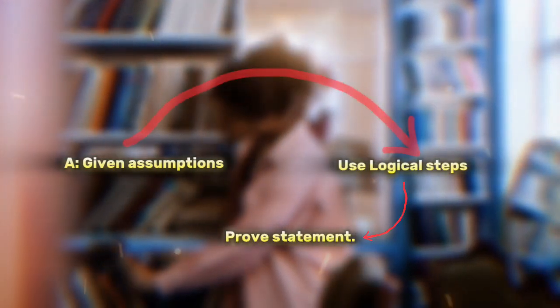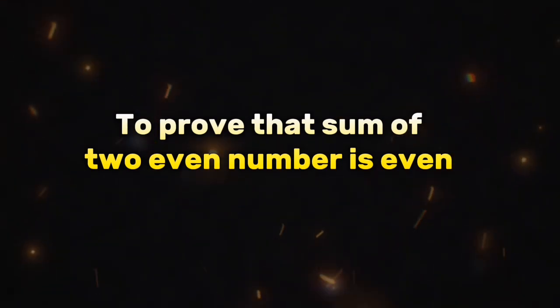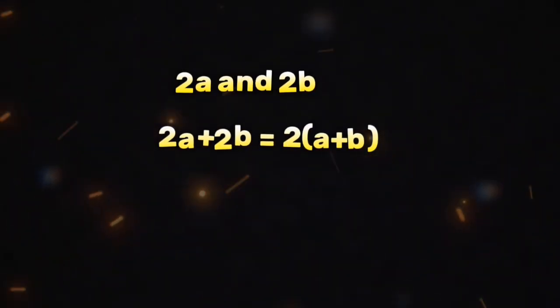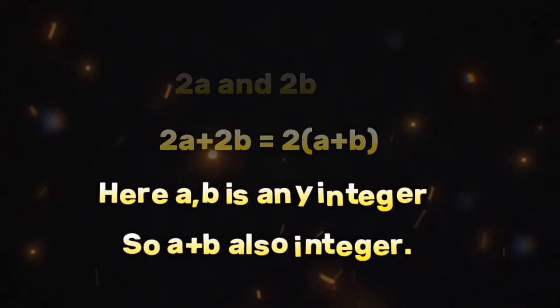In a direct proof, we start with the given assumptions and use logical steps to arrive at the statement we want to prove. For example, to prove that the sum of two even numbers is even, we can start by letting the even numbers be 2a and 2b. Then we can show that 2a plus 2b equals 2(a plus b), which is also even. Here a and b are any integers.